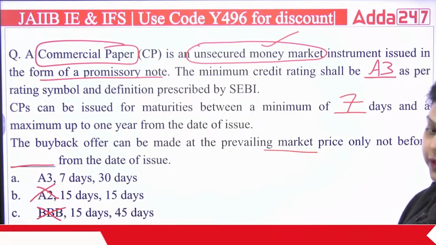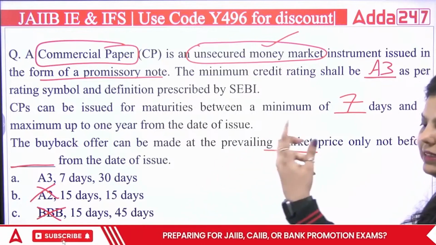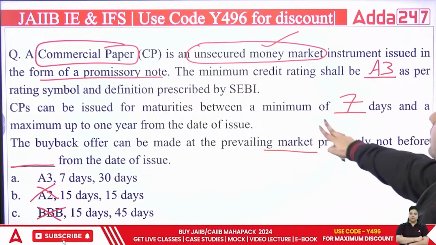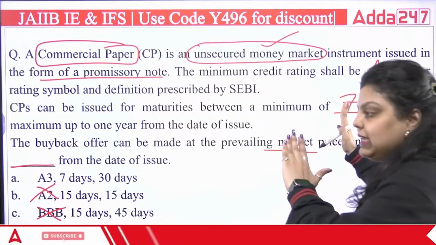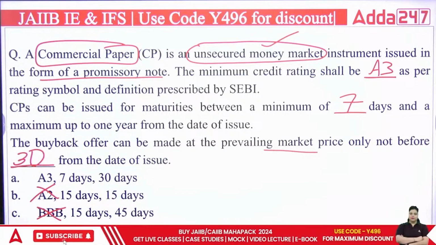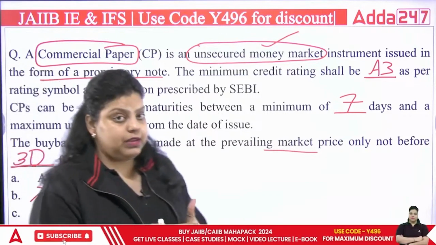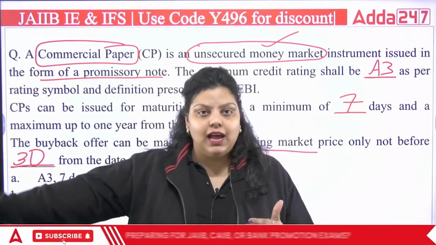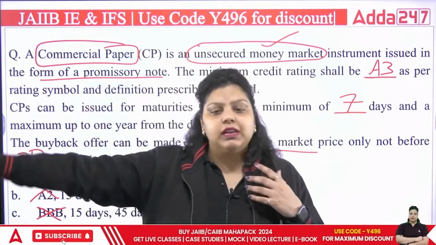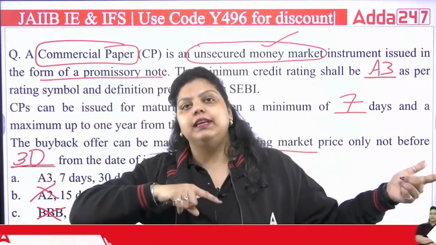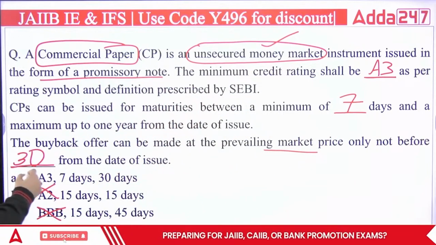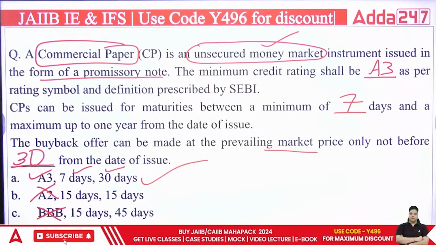And now the corporates can buy back. Buyback means they can take back the commercial paper from the investor who has purchased it. And that will be done only after completing 30 days of issue. It means, let's say the company has issued the commercial paper today. From tomorrow, 30 days have to pass in which the company is not allowed to take back the commercial paper. The commercial paper will remain in the market, but after 30 days the company can purchase it back from its investor. So the right answer is A3, 7 days, 30 days. It means A will be the correct answer.